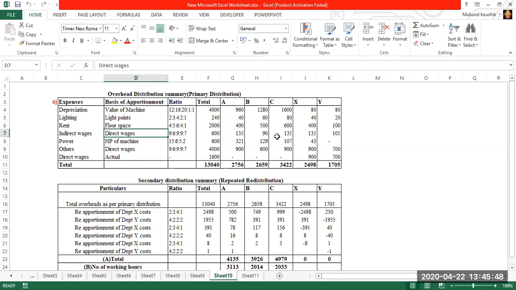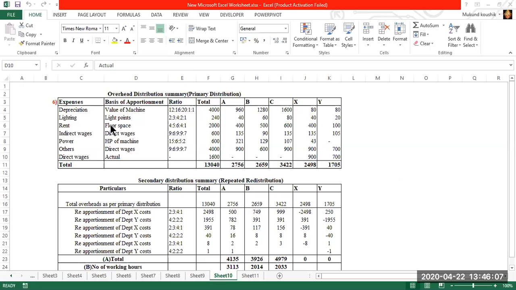For indirect wages, the basis of apportionment will be direct wages. For power, it will be horsepower of machine. For other expenses, it will be direct wages. And for direct wages, it will be the actual amount. Now once you get this basis of apportionment, you simplify the ratio.